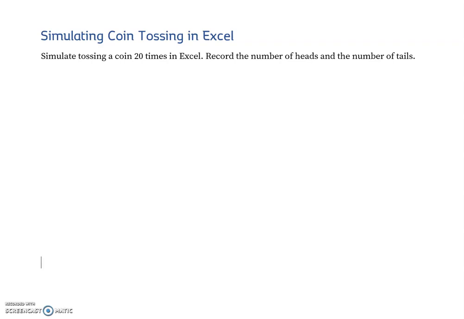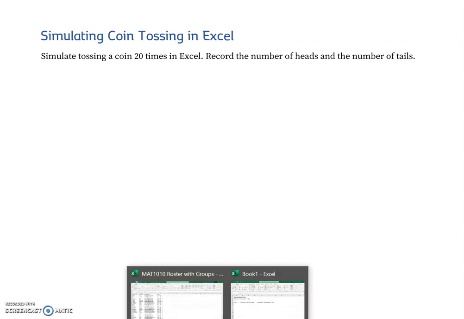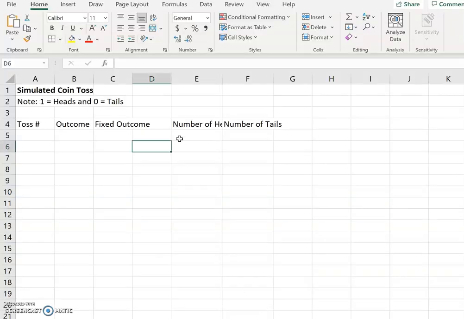Let's take a look at simulating coin tossing in Excel. So we're going to simulate tossing a coin 20 times in Excel, and then we're going to record the number of heads and the number of tails. So let's just pop straight over to Excel in order to do this.